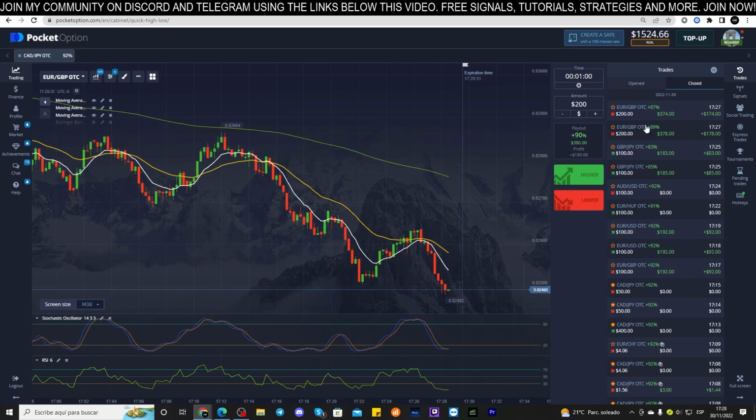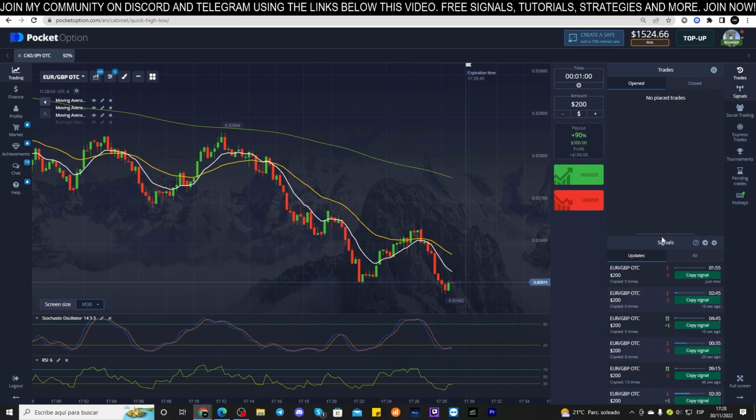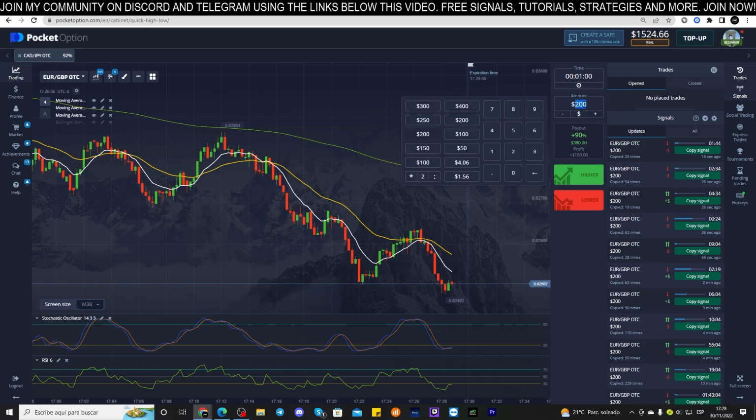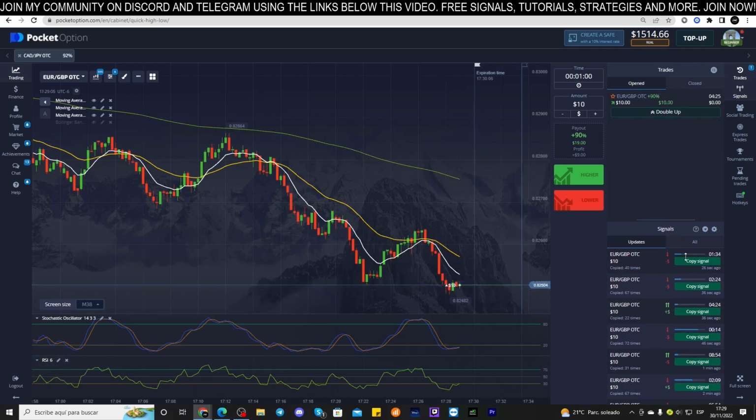Next week I'm going to test the signals inside this Pocket Option broker. I'm going to follow the signals and check it out, and maybe we can have something good, earn money or not. Just copy the signal and trade, copy the signal and trade. That's it. This is the way these guys trade. Let's change the amount, how much money we want to trade. We put $10 and we follow the signal. We copy the trade just like this. This is the way this system works.